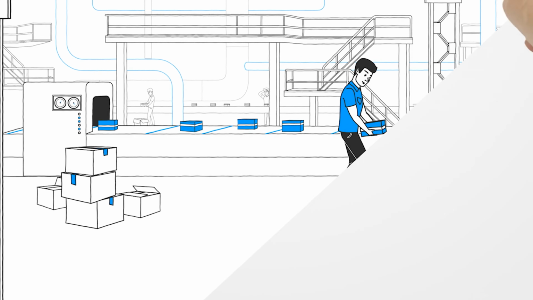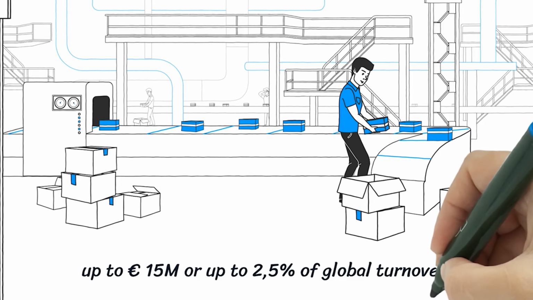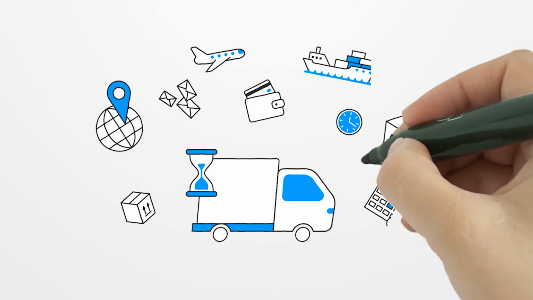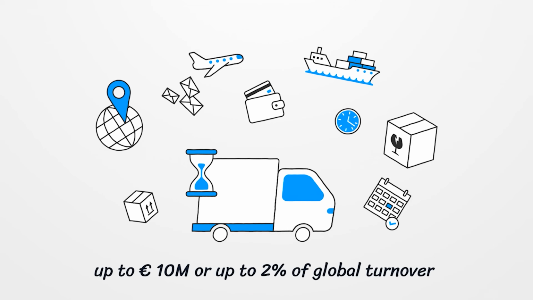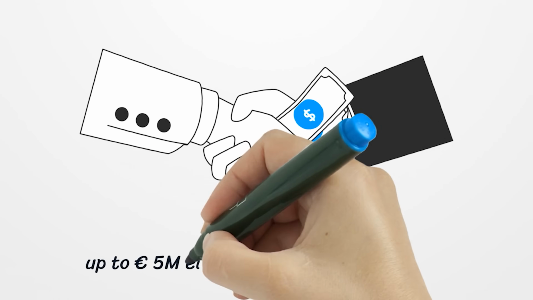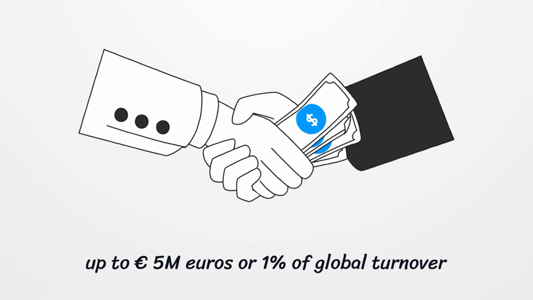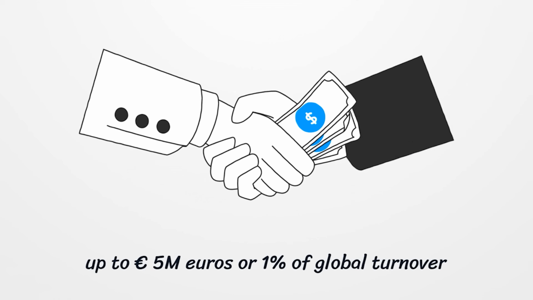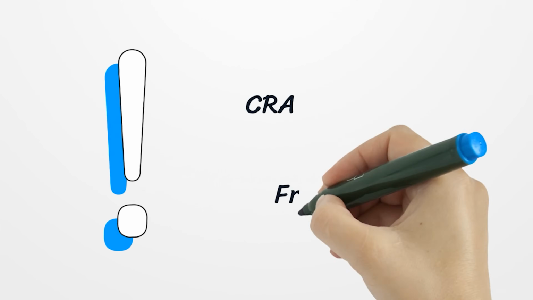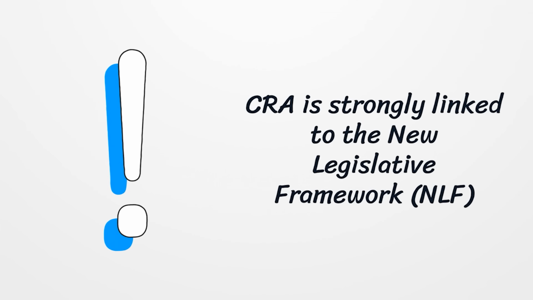For manufacturers, administrative fines up to 15 million euros or up to 2.5% of global turnover. For importers and distributors, fines up to 10 million euros or up to 2% of global turnover. Fines of up to 5 million euros or 1% of global turnover for the provision of inaccurate information to the conformity assessment bodies and/or supervisory authorities. Note that the CRA is strongly linked to the new legislative framework, NLF 765/2008 and 768/2008, which introduces the possibility of civil lawsuits.